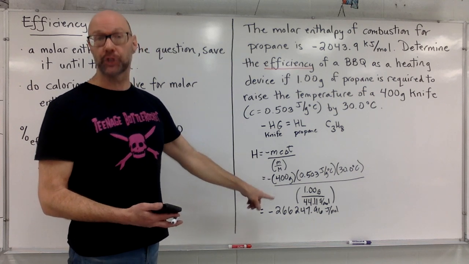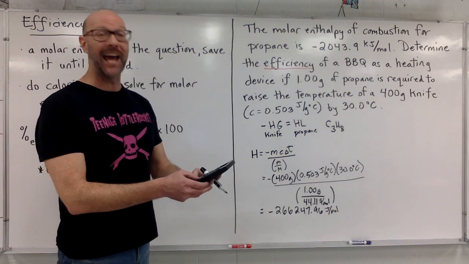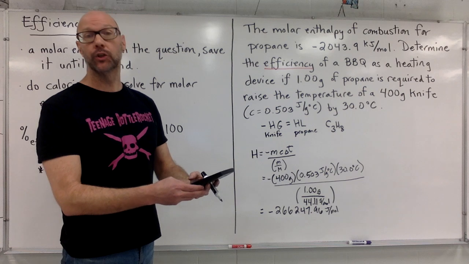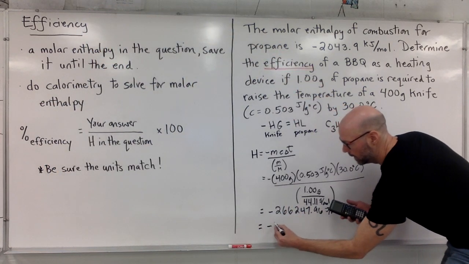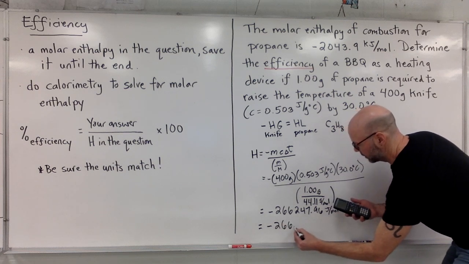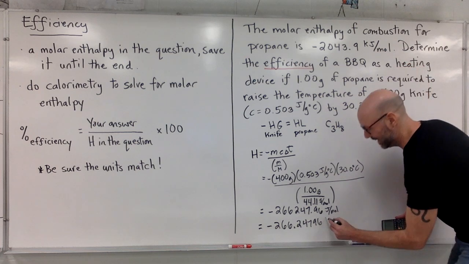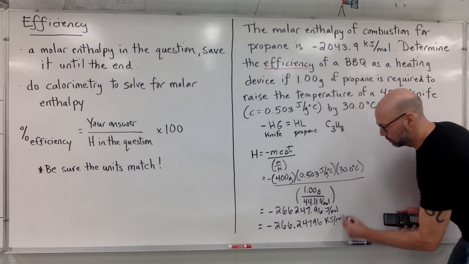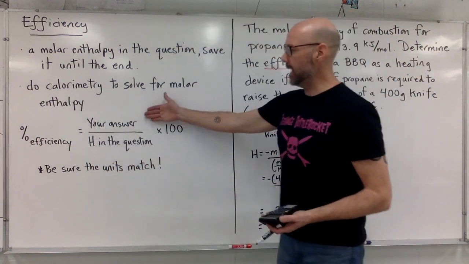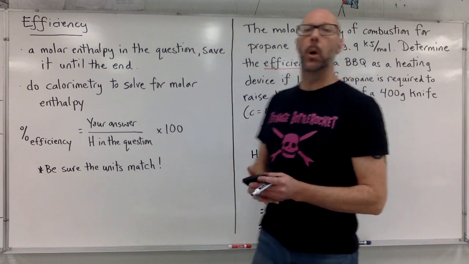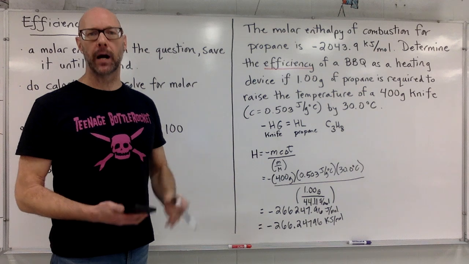It's going to make this number smaller. It makes them more manageable. So I take my answer, it's here on my calculator screen, and I divide by 1,000. Turn those joules into kilojoules. And I have now a much more manageable number, negative 266.24796 kilojoules per mole. And now my final step: I'm going to take this answer, divide by the molar enthalpy in the question, and multiply by 100 to turn it into a percentage.